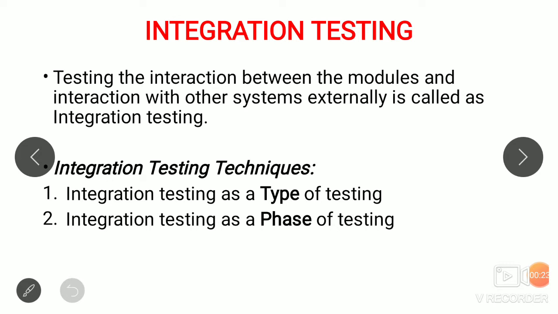One is integration testing as a type of testing, and another is integration testing as a phase of testing. In the previous class, we discussed integration testing as a type of testing. Within this, we discussed four integration testing types: top-down integration, bottom-up integration, bidirectional integration, and system integration. These are the four different techniques of integration testing as a type of testing.